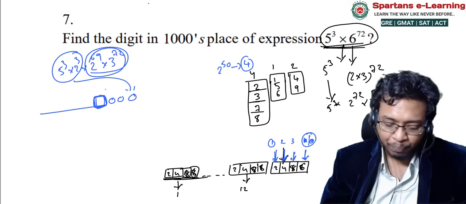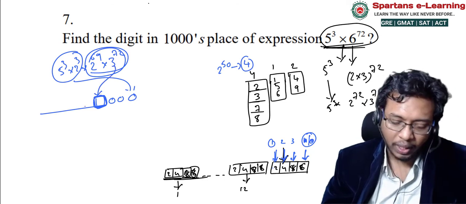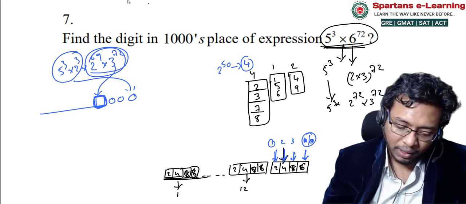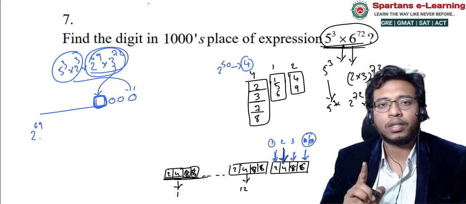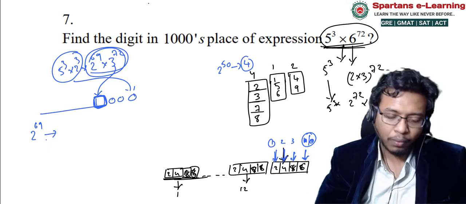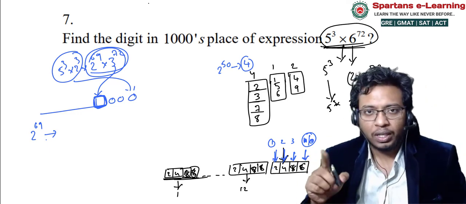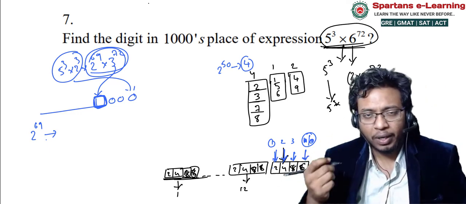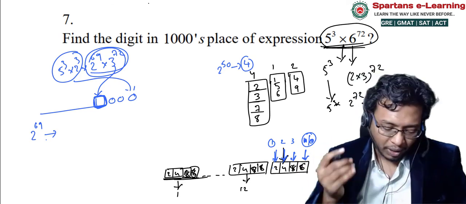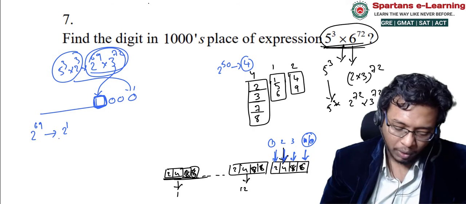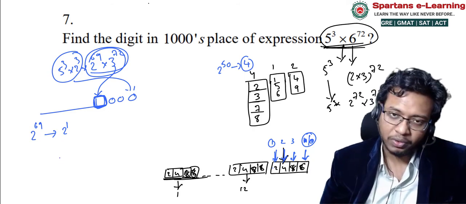Right? Now take it this way. Now calculate the units digit for this. See here, 2 power 69. What is the units digit of 2 power 69? As you know, cyclicity of 2 is 4. Divide 69 by 4. Your remainder will be, 60, 64, 68. 68 is divisible by 4, so remainder will be 1. That means 2 power 1 is the last digit of 2 power 69.